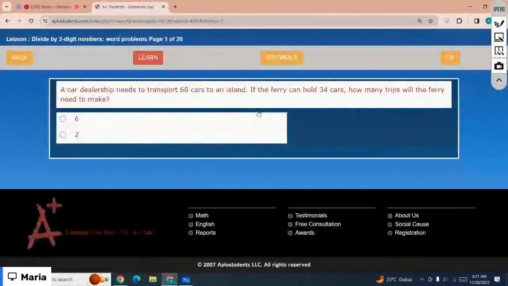A car dealership needs to transport 68 cars to an island. If the ferry can hold 34 cars, how many trips will the ferry need to make? Which is the correct option?